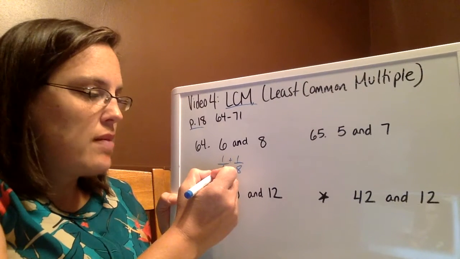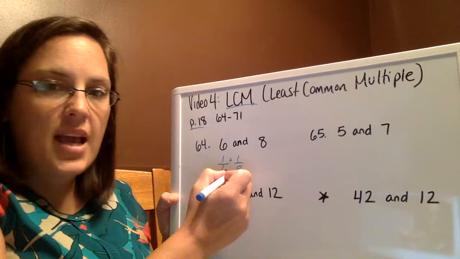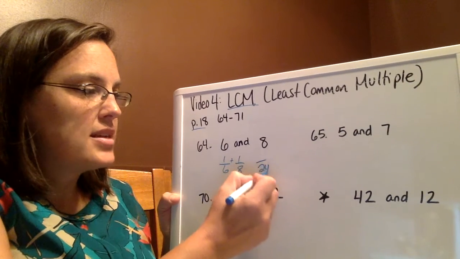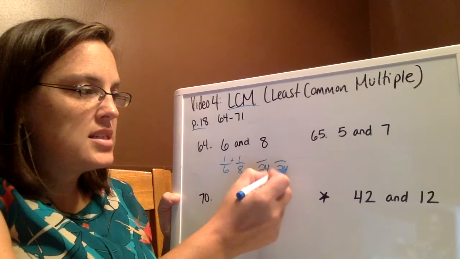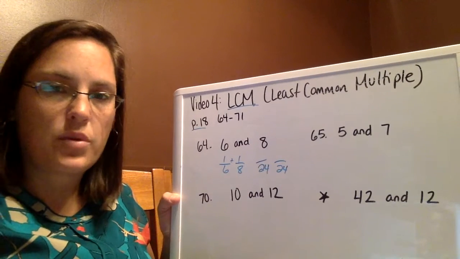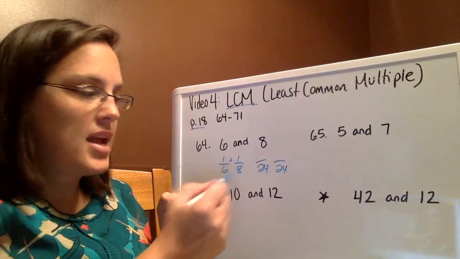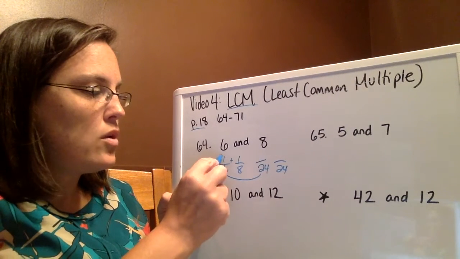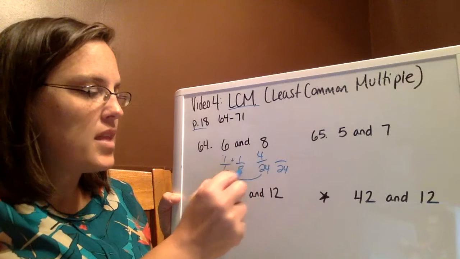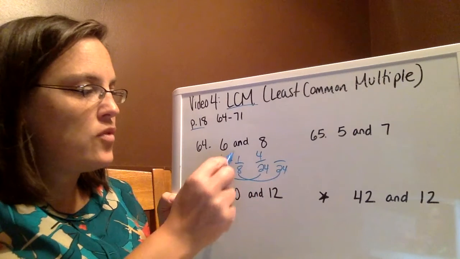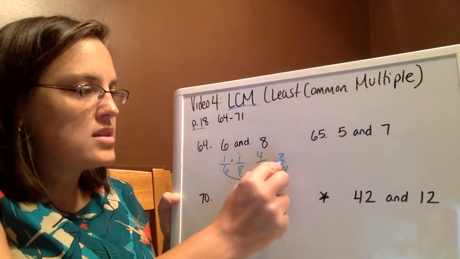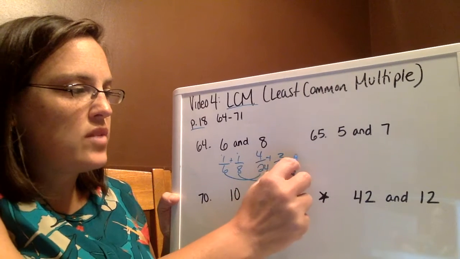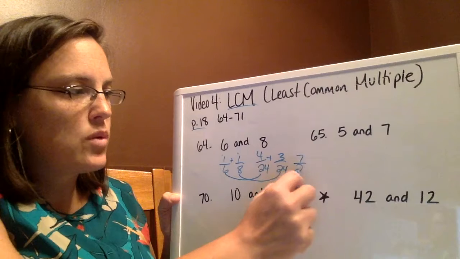What is the least common multiple of 6 and 8? If you said 24, you are correct. 24 is the least multiple that both 6 and 8 are factors of. So 6 times 4 is 24, 1 times 4 is 4. 8 times 3 is 24, 1 times 3 is 3. When I add those together, 4 24ths plus 3 24ths, I get 7 24ths.